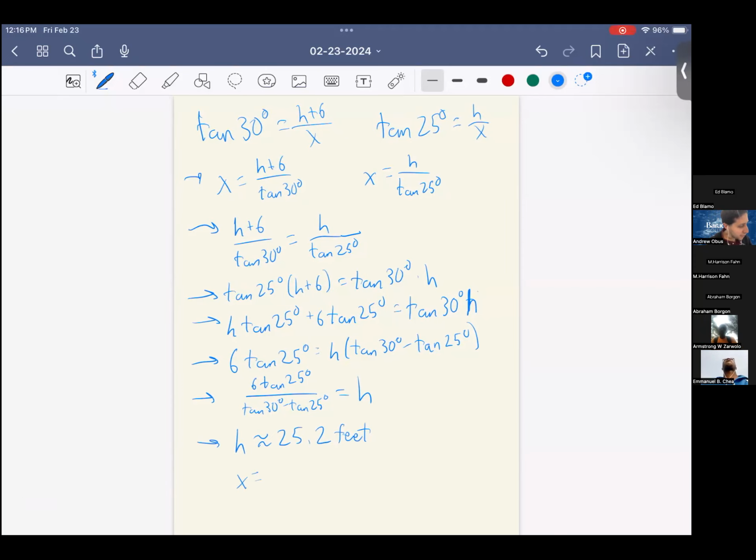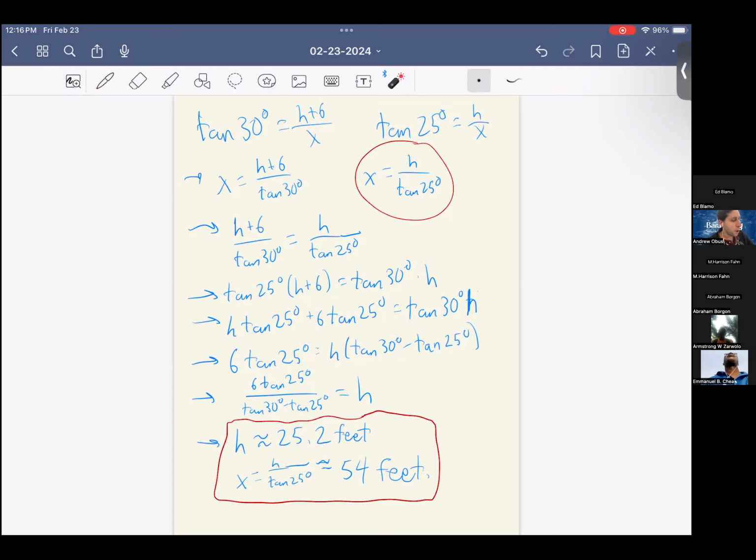Then we have x is equal to h over tangent of 25 degrees from this equation over here. So we have 25.2 divided by tangent of 25 degrees, which is roughly 54 feet. So this is the answer over here.